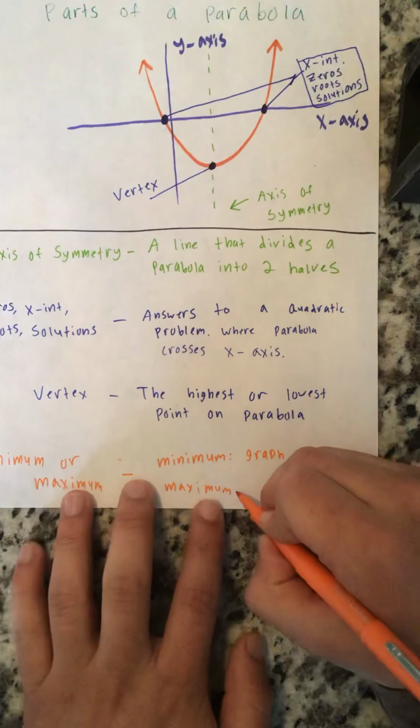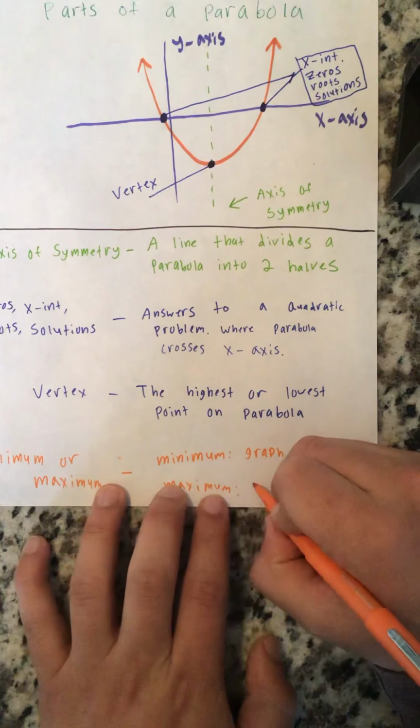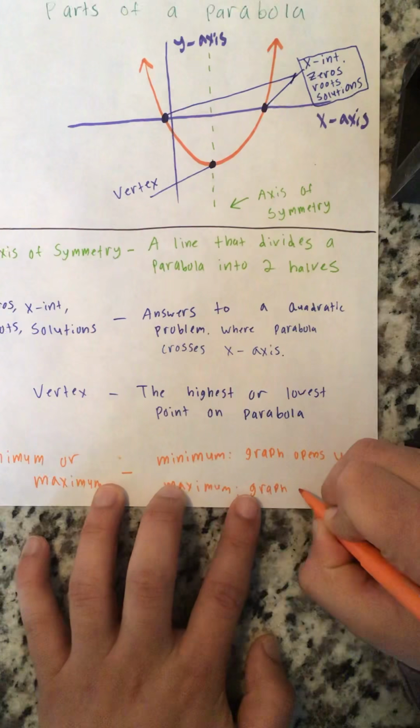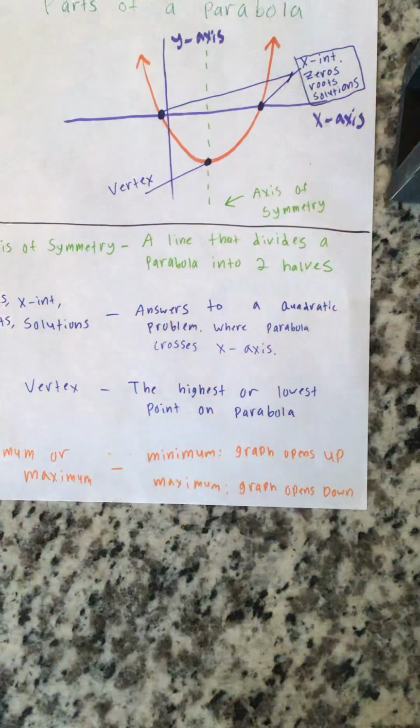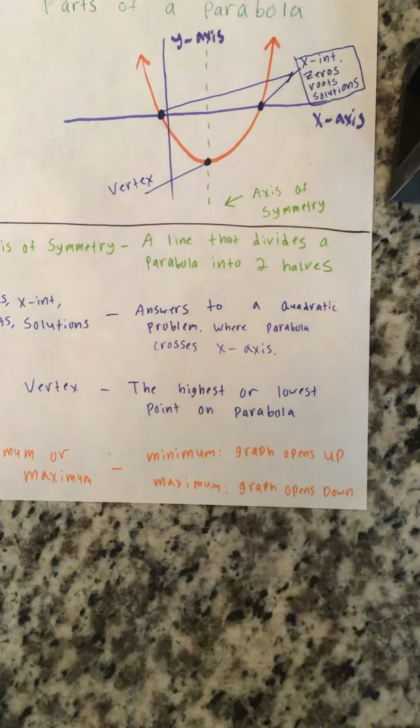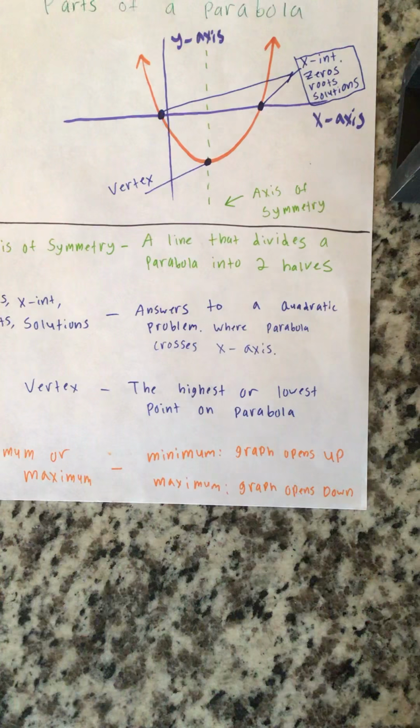And we'll see an example of a maximum, where the graph, if you can kind of guess it, opens down. The graph opens down. That kind of makes sense, okay? And again, if you can't write this down, that's fine. I'll take a picture of this after when I post the videos tomorrow.